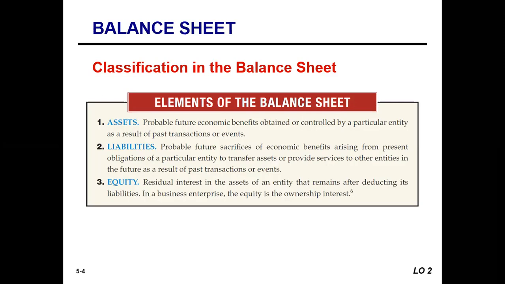Or that we will incur in the future, for example, could be another part of that. And then equity. So basically, the equity is the owner's claim to the assets. If we had to liquidate all of our assets, we'd pay off our liabilities. What would be left is equity. So equity is the residual interest in the assets of an entity that remains after deducting its liabilities. In a business enterprise, the equity is the ownership interest. Equity is often referred to as net assets, right? So it's our assets after we pay off our liabilities.